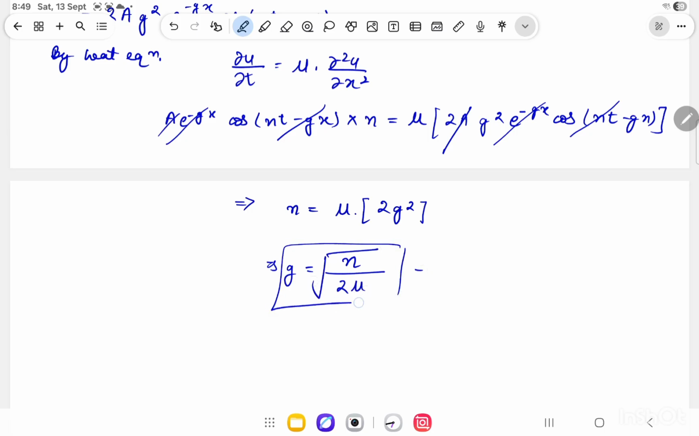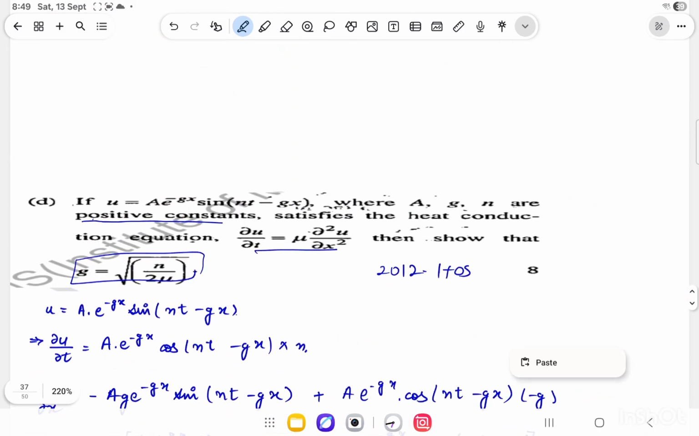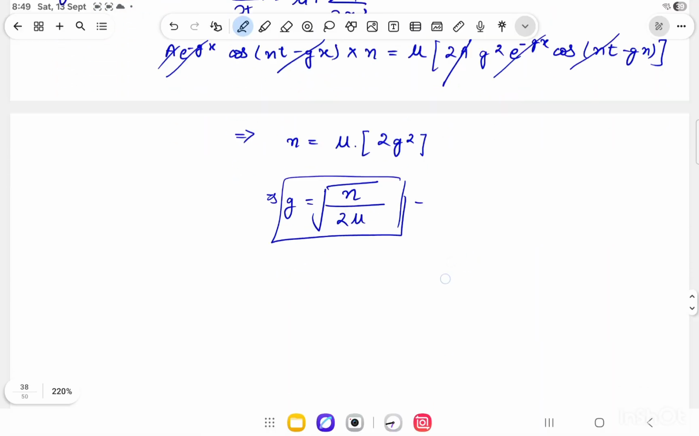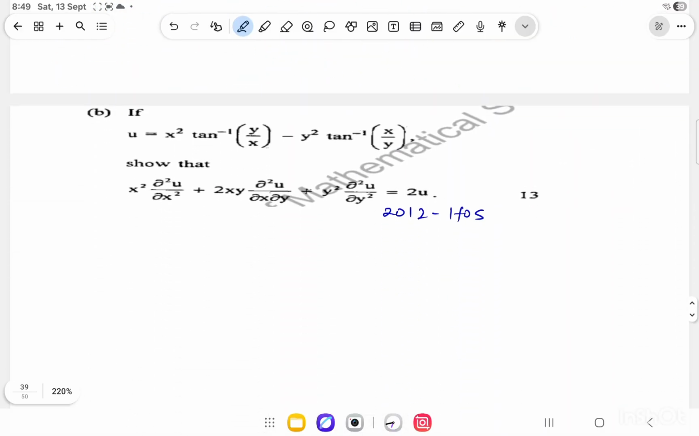So this is the value of g, and I guess this is what we are supposed to show as value of g. So let's see it. Yeah, it is n divided by 2 mu. So let's move on to next question.